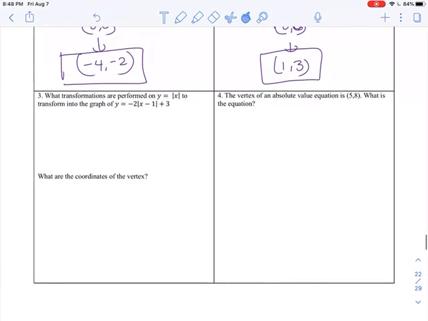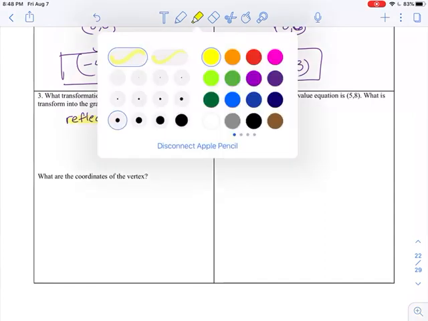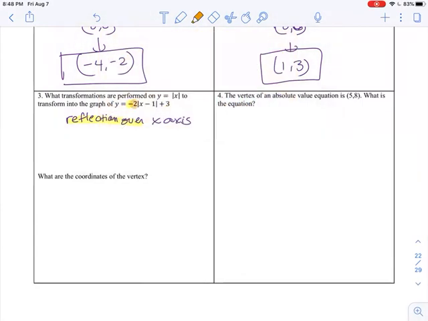What transformations are performed if I'm going to have negative 2 absolute value of x minus 1 plus 3? Well, because it's a negative, you're definitely going to have a reflection over the x-axis. So that comes from my negative sign. And then my 2, I'm multiplying by 2. That would give me a dilation of 2. Okay, that's going to make it steeper.